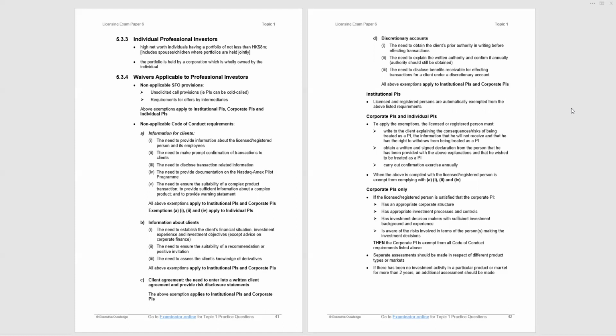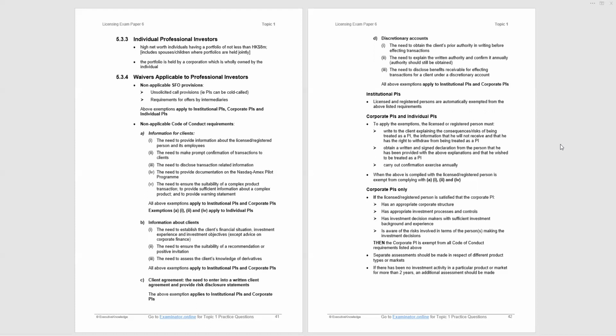Now, institutional professional investors, they're automatically exempt from all the listed requirements. Corporate PIs and individual PIs, you must be satisfied that they have the requisite knowledge and that you inform them that you are going to treat them as a professional investor. Now, with corporate PIs only, this is like family offices. If the licensed registered person is satisfied that the corporate PI has appropriate corporate structure, appropriate investment process controls, investment decision makers are aware of the risks, then the corporate PI is exempt from all code of conduct. But those conditions have to exist for that to be the case.